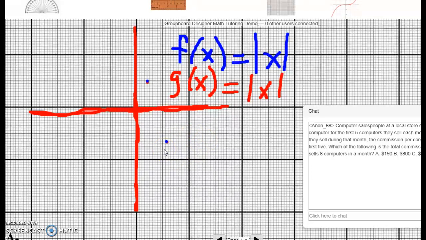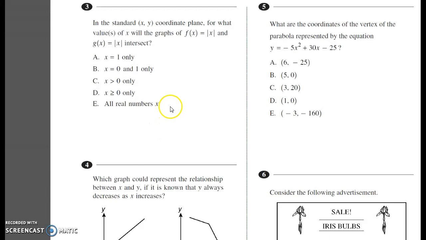So for this answer, let me go back to it, your answer should be all real numbers x, because anytime you have an x, it's going to be equal to an x. It's not going to change its value, and if it does change its value, then this one will also change its value, which means that these two are always going to have the exact same value as each other. So all real numbers x will be where these two intersect.